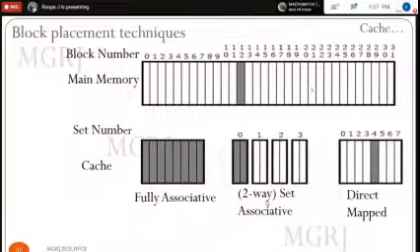And in fact, there are more remembrance techniques also. I'll talk about those things later. Is this point clear till here? All of you? Yes, ma'am. It's clear. Thank you. So this is about the block placement.